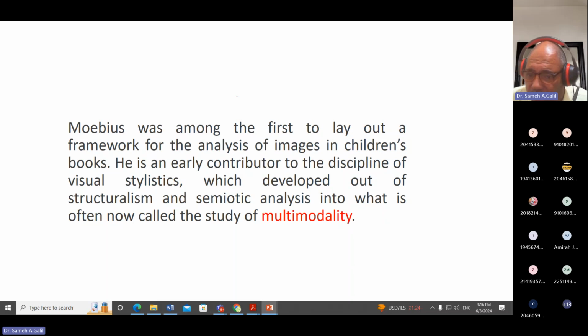So visual stylistics developed out of the contributions of structuralism and semiotic analysis. And this is what we now call multimodality. Multimodality means that you don't look at only one aspect of the work of art. You look at the work of art in its totality. You consider all the aspects. You consider the image. You consider the text. You consider everything. This is called multimodality. And Mobbes is known for his multimodal approach when it comes to understanding and appreciating picture books.